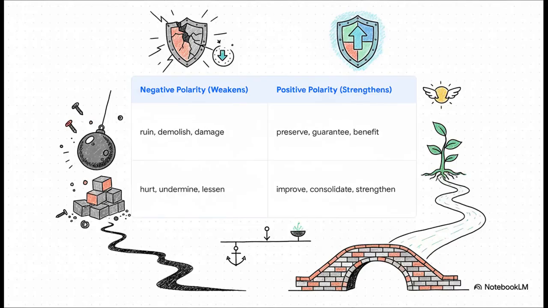Let's just look at verbs for a second. Saying a proposal will ruin a project, wow, that carries a heavy negative weight, right? It's so much stronger than saying it will just lessen it. And on the flip side, guaranteeing a good outcome, that's a universe away from just improving it. The choice of verb really matters.